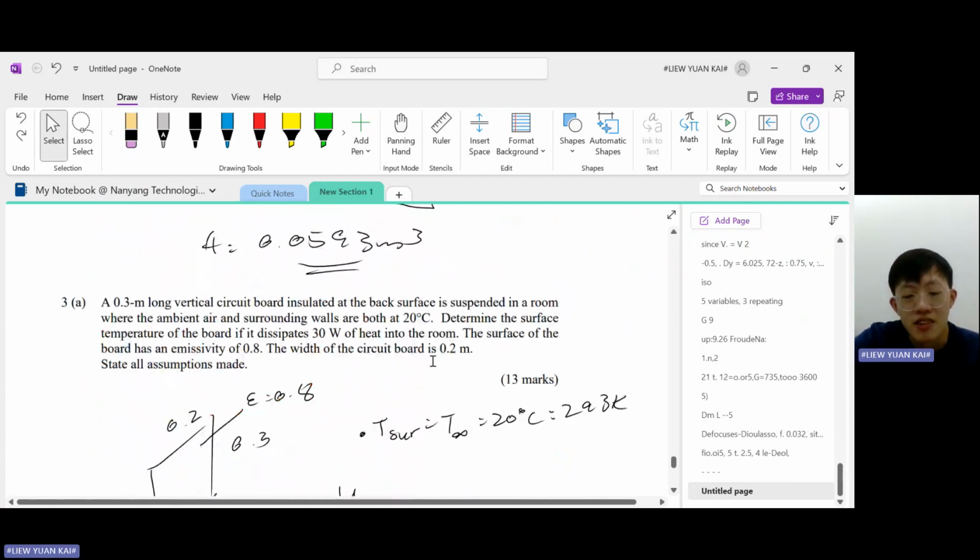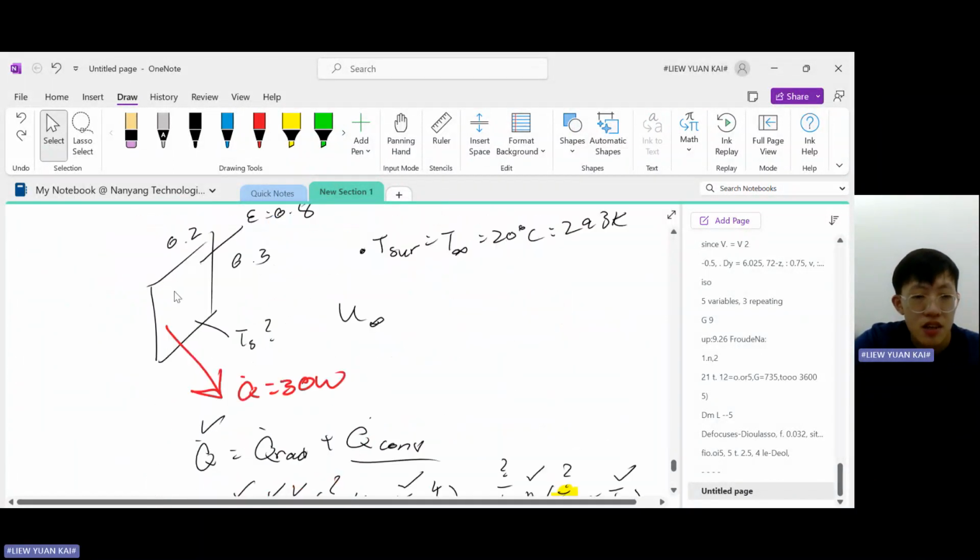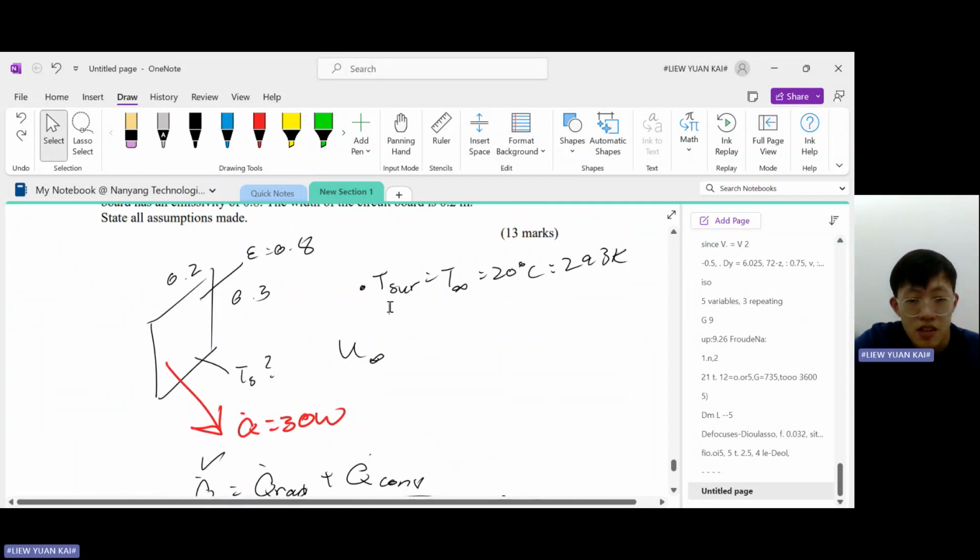And how do we assume an appropriate T_S? Well, you know that the surrounding temperature is 20 degrees Celsius, and they say the board dissipates heat. That means heat transfer occurs from the board to the surrounding. And remember, heat always flows from a hotter region to a cooler region.